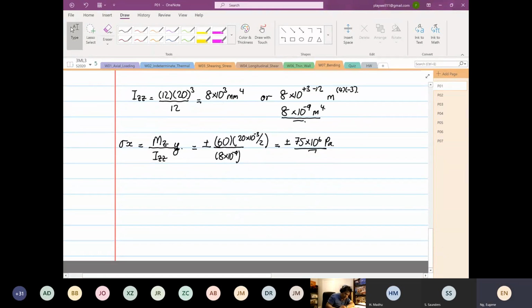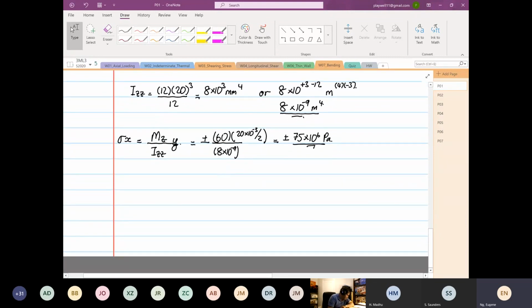So if we were to sketch this in terms of tensile and compression, we're going to sketch this. So this is our cross-sectional area. I'm going to draw our axis: this is your y, z, rotation about x. So we're going to sketch our stress field now.